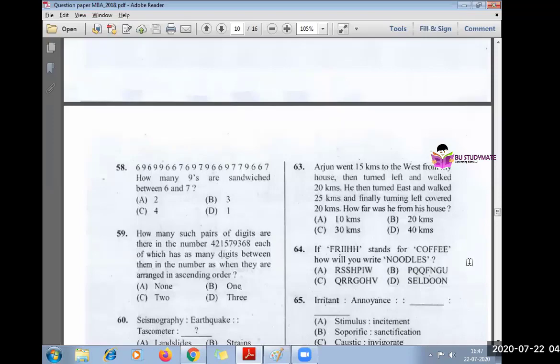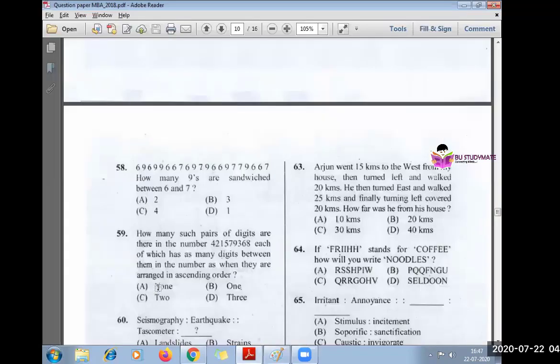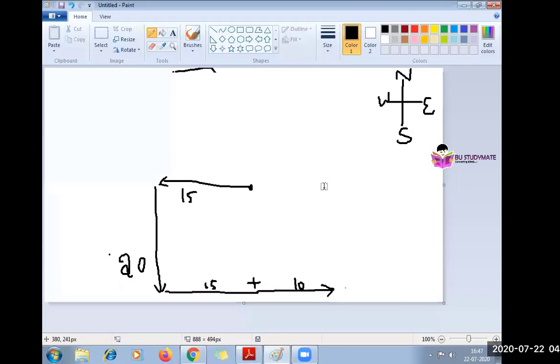And finally turning left. So now he was in this direction. Now he turns left, means he should go towards north. Cover 20 kilometers. So this is 20 kilometers. Means he should arrive at the same line. He needs to come back here. So at this point, 20 kilometers. At this point, he ended his journey.